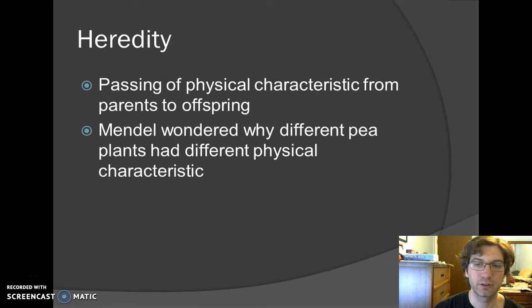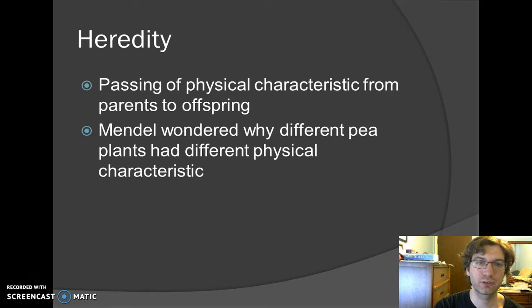Heredity, just for your knowledge, is the passing of physical characteristics from parent to offspring. So it's why you look the way you do and what traits you have based on what your parents were able to supply you. This is the nature side of things. There's also a nurture side, which is how you are shaped by your experiences. So both play a part in who you are, but heredity is going to be the nature side. What did your parents give you at birth that you have to work with right now?